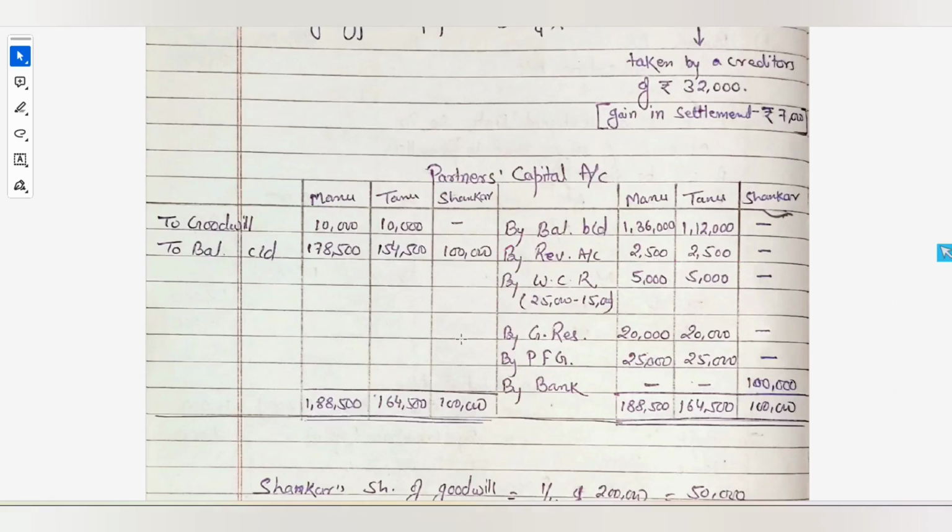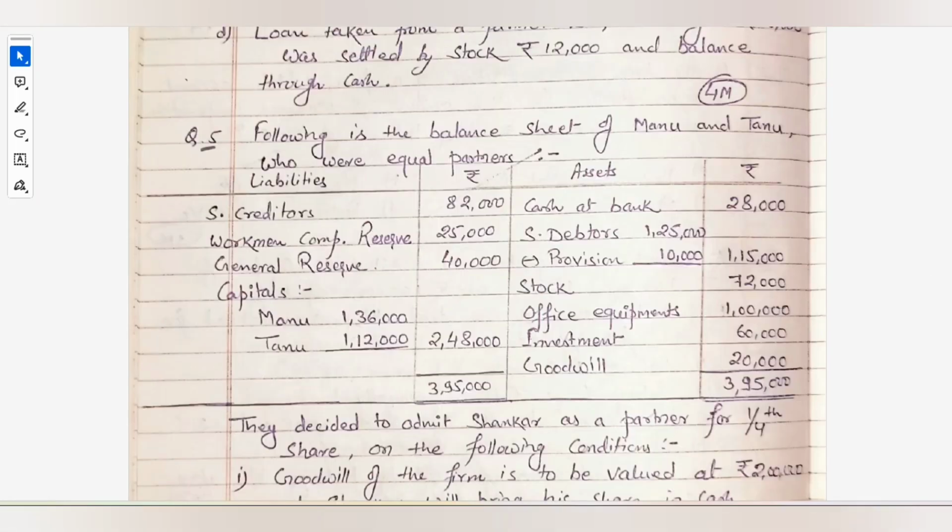This was the second step. Now in the third step we have to distribute all the distributable items given in the balance sheet. Now let us cross verify which are considered as distributable items in this question. From the asset side, goodwill is a distributable item, or we can say that we have to write it off in the old ratio. And then from the liability side, general reserve is a distributable item.